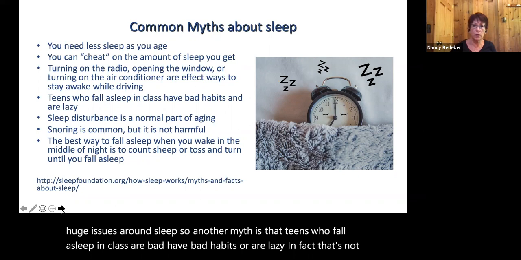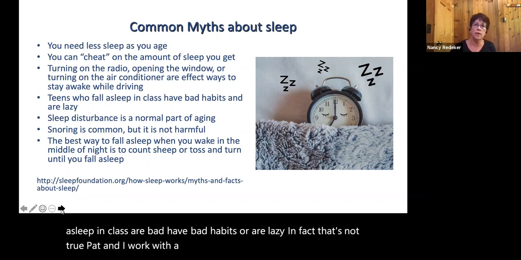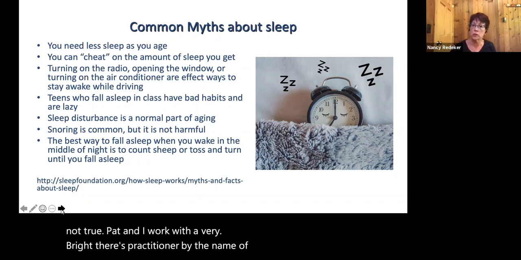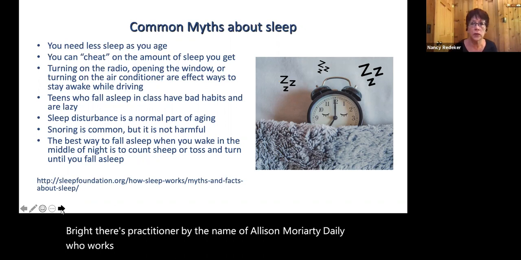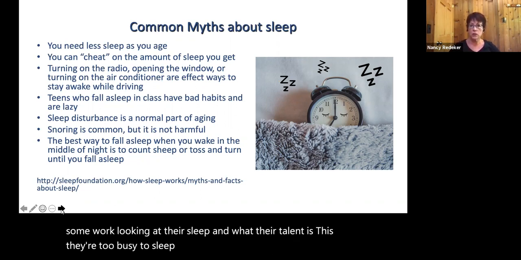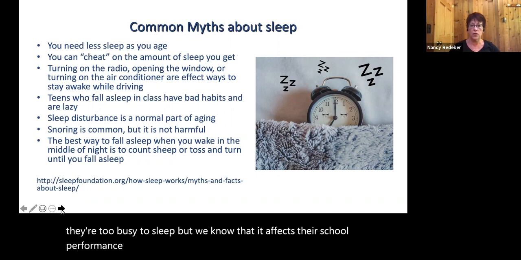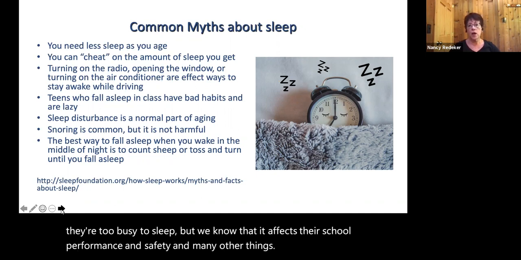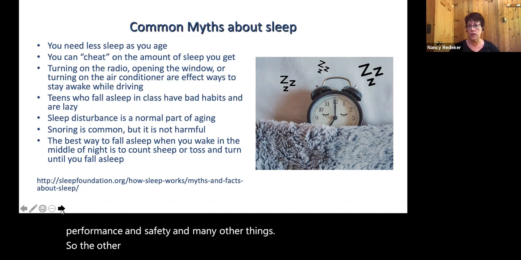Pat and I work with a very bright nurse practitioner by the name of Allison Moriarty Daly, who works with high schoolers in New Haven, and we are doing some work looking at their sleep. What they're telling us is they're too busy to sleep, but we know that it affects their school performance and safety and many other things. Another myth is that sleep disturbance is a normal part of aging. That's not true, and I'll show you why in a minute.